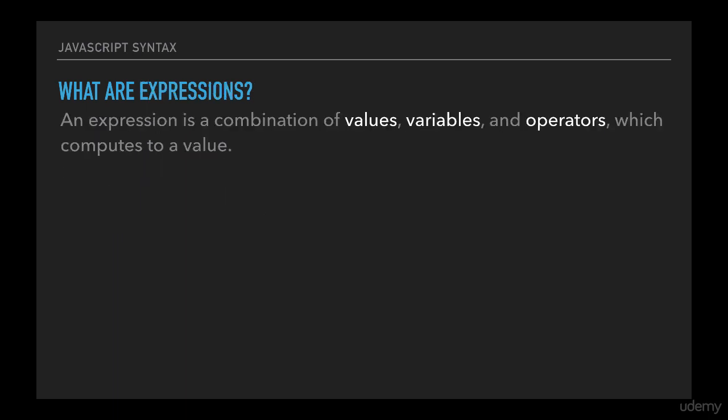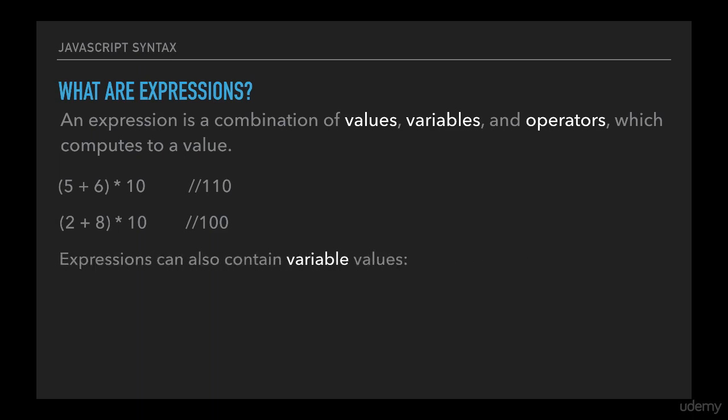What are expressions? An expression is a combination of values, variables, and operators. So in the previous example, we saw 5 + 6 * 10 will result in 110. So this is nothing but an expression. It has values and it has operators. The values 5, 6 and 10 are numeric values, and the plus sign and multiplication are the operators. Similarly, 2 + 8 * 10 gives 100.